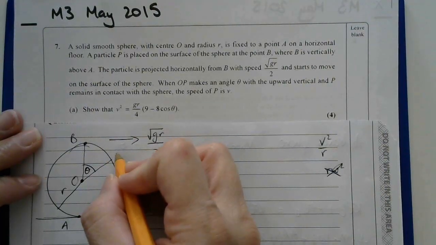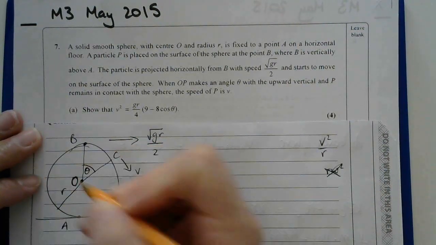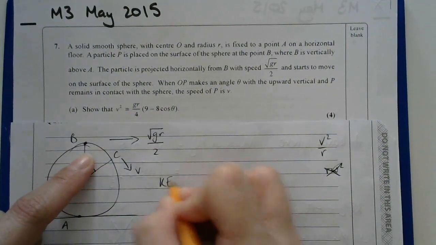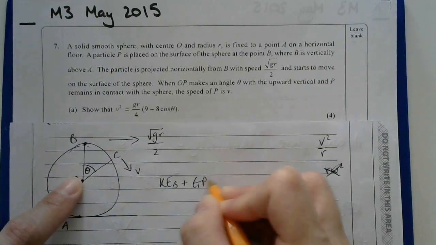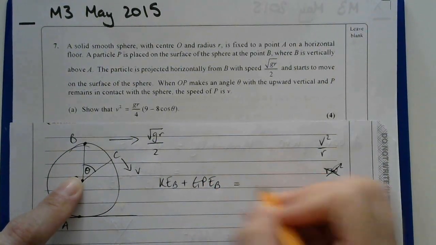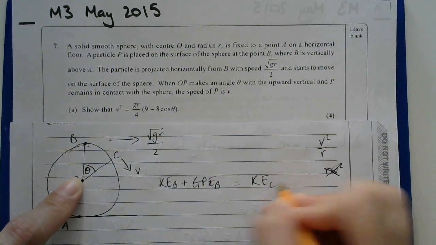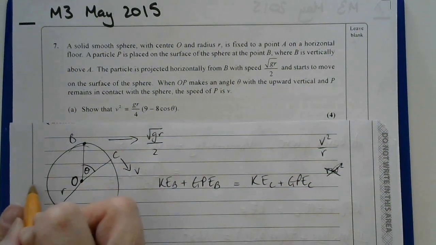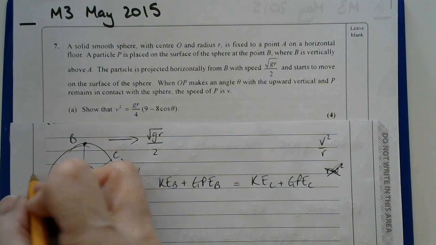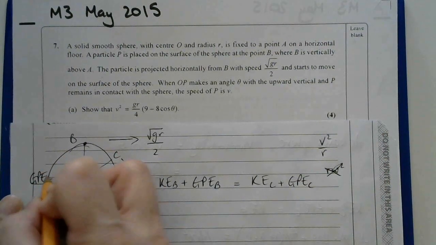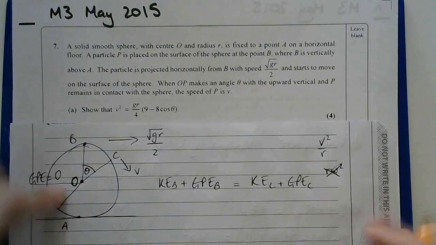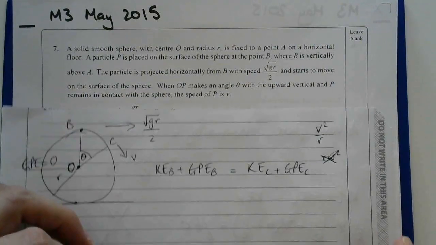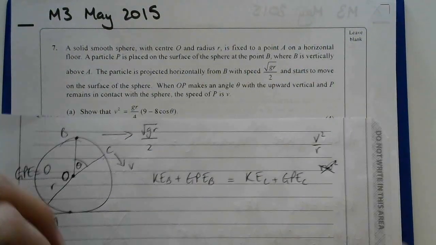So if I call this point C, what I'm going to say is that the kinetic energy at B plus the gravitational potential energy at B will equal the kinetic energy at C plus the gravitational potential energy at C. And I will consider the level of O to be where gravitational potential energy equals 0 for this part of the question. So the mass of the particle, they didn't tell me that.